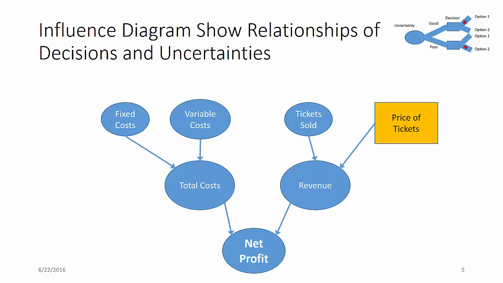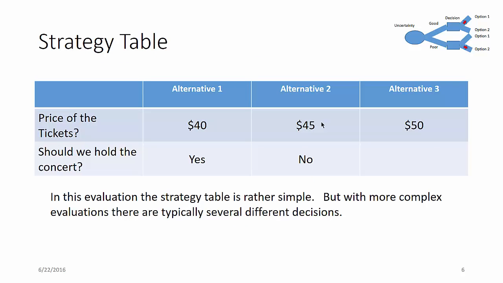Uncertainties. They are reflected in this influence diagram, and they show the relationships of not only the uncertainties but also the decisions. So for example, we've got our decision over here of what to price the tickets at, and then we have broken down the uncertainties into these bubbles here. The bottom line is the net profit. Well, that's what's going to be available for grad night, and we have revenue and costs, and those costs are broken down to fixed costs and variable costs. The other big question is, how many tickets are we going to sell? That's a big uncertainty.